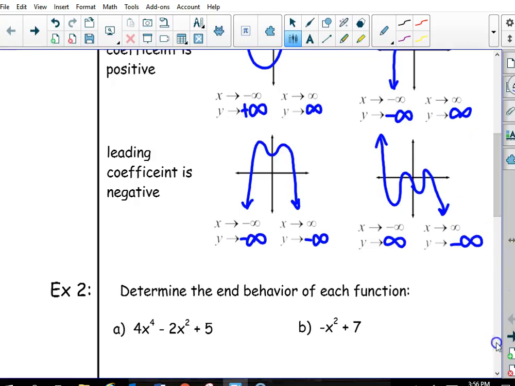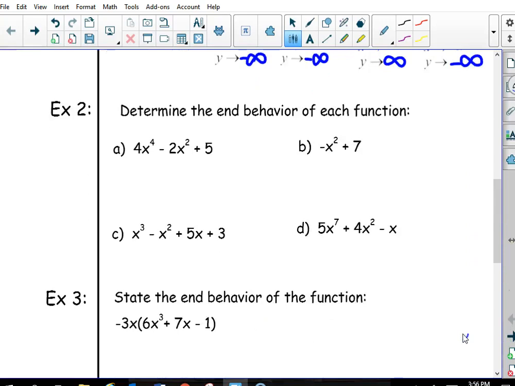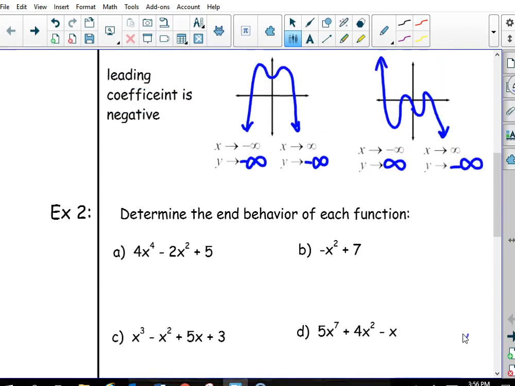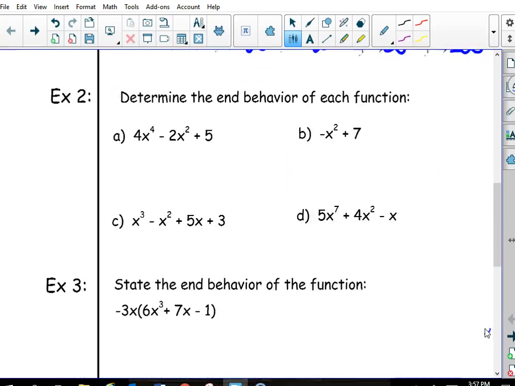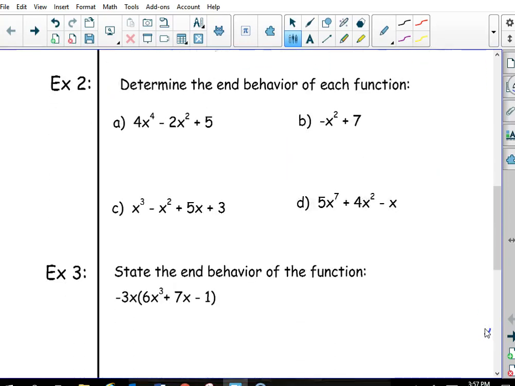Okay, determine the end behavior of each function. We're just going to use the above pattern to answer these questions. And I have them memorized, so I don't even need to look at them. But this is 4th degree and positive leading coefficient. So as x goes to -infinity and x goes to positive infinity, y is going to go to something in both cases.